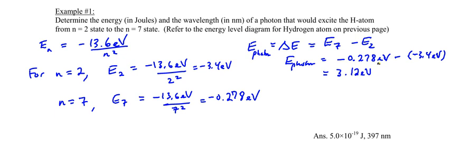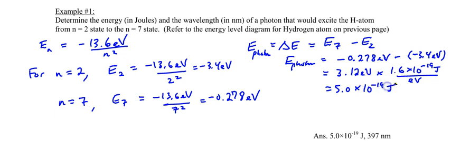Now, we want to know what it is in joules, so we're going to convert this electron volt to joules by multiplying by 1.6 times 10 to the power negative 19 joules for every electron volt. And we get about 4.9959, well, let me just round this off to 5 times 10 to the power of negative 19 joules. And there's our energy of the photon.